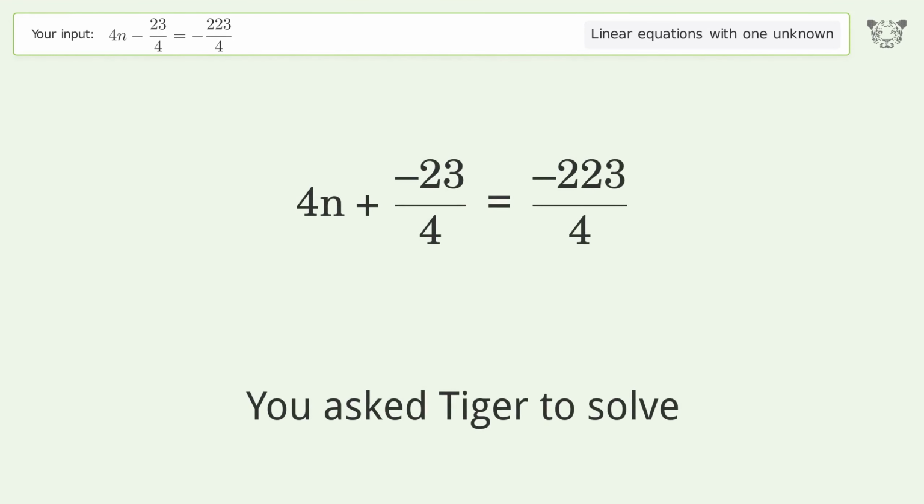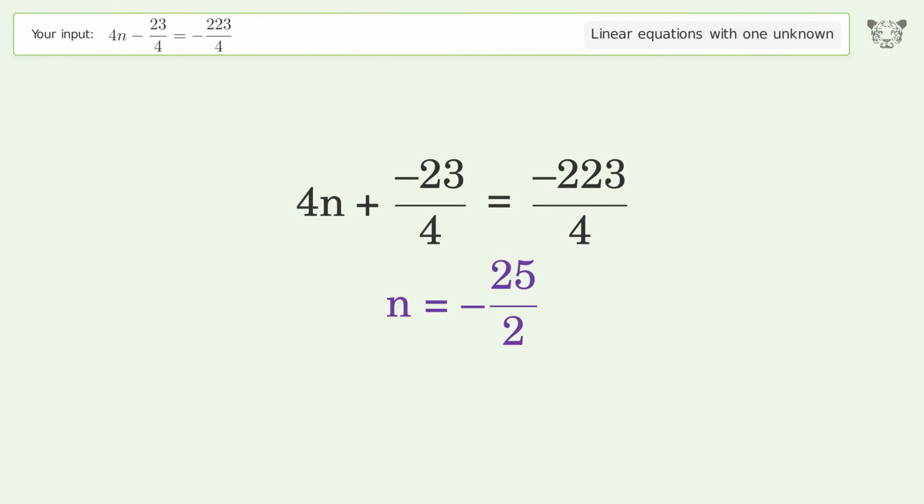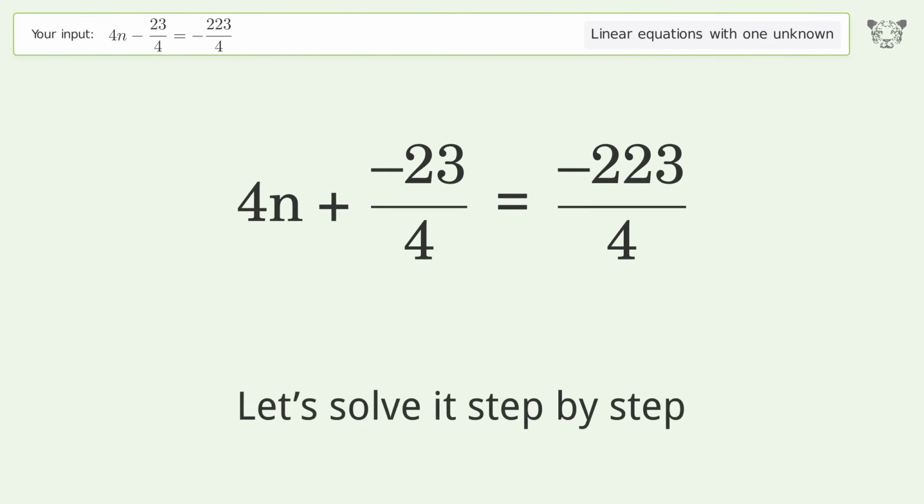You ask Tiger to solve. This deals with linear equations with one unknown. The final result is n equals -25/2. Let's solve it step by step.